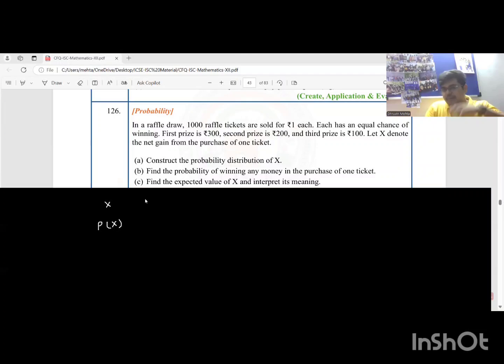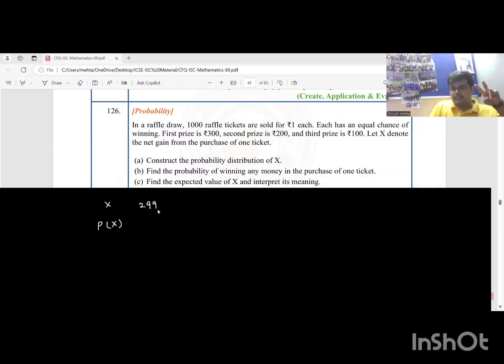Over here, students, there are different possibilities. The first possibility is that I take one ticket and I win the first prize. Second is I get the second prize. Third possibility, I get the third prize. Fourth is I don't get the prize at all. Now, in the case where I'm buying the ticket for 1 rupee and I get the first prize, in that case, students, do you understand that I'll get rupees 300? I invested rupee 1, I get 300. So my net gain is 299.